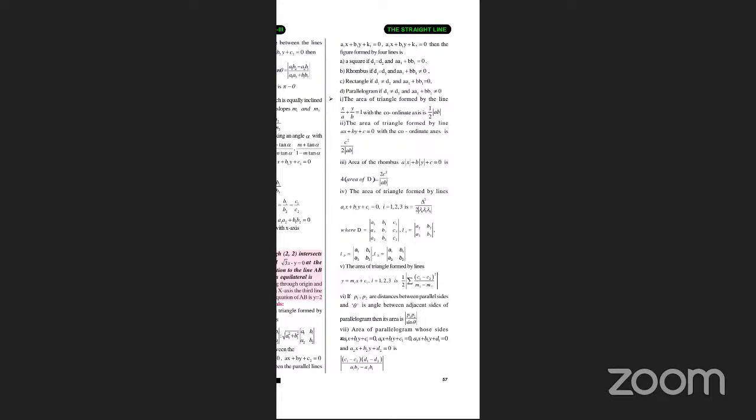So yesterday we were discussing the area of triangles, isn't it? We finished the formula for the area of a triangle, area of a rhombus, then area of a triangle by three different lengths, in different forms. Now we'll continue the same topic. Area of a triangle with lines y is equal to mx plus c.